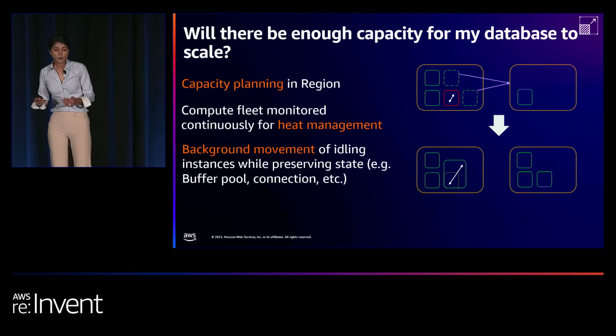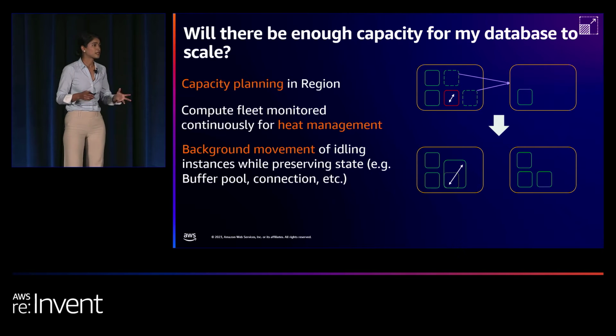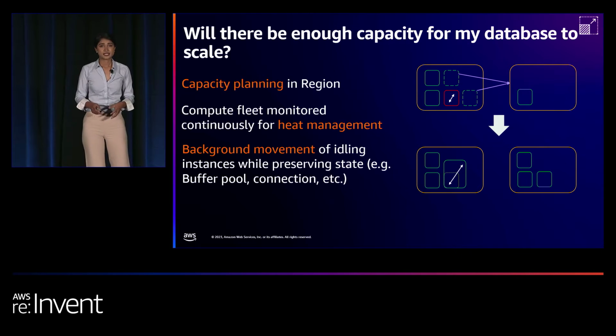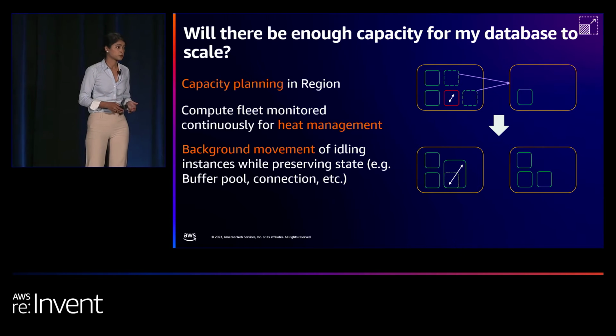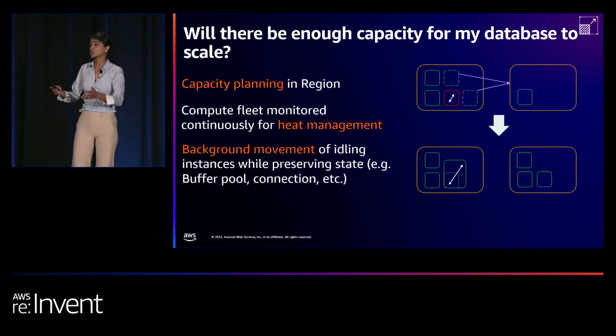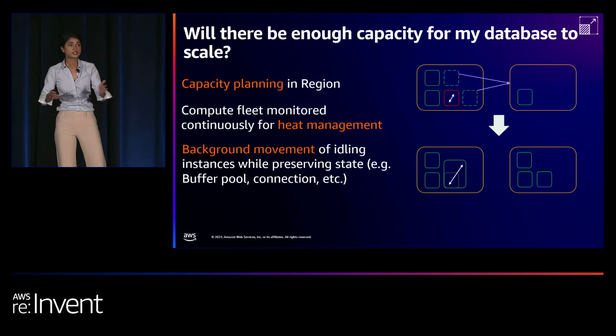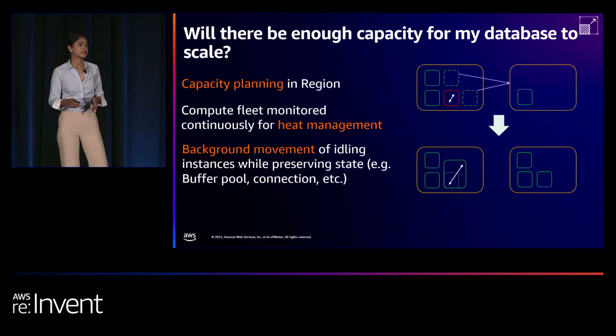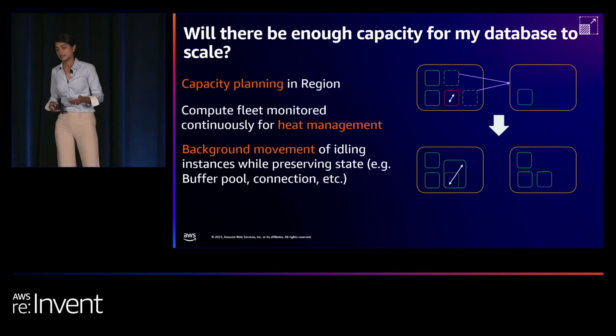And we want to make sure that while we're doing this background movement of instances, we preserve state. So we preserve connections and your buffer pool. So from your side, you won't see that difference. We're just moving things around to make sure there's enough capacity available for your database to scale up.